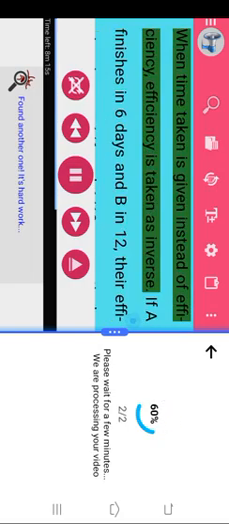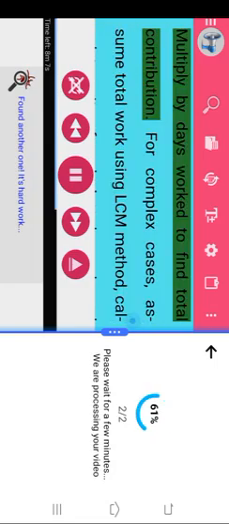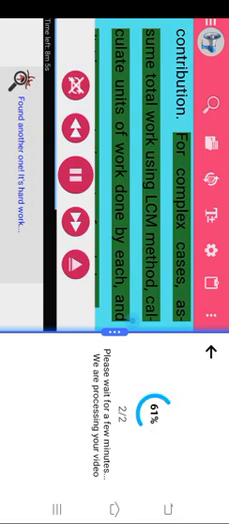When time taken is given instead of efficiency, efficiency is taken as inverse. If A finishes in 6 days and B in 12, their efficiencies are 1/6 and 1/12 respectively. Multiply by days worked to find total contribution. For complex cases, assume total work using the LCM method, calculate units of work done by each, and divide money in the ratio of work done.